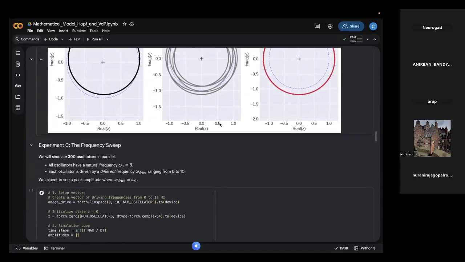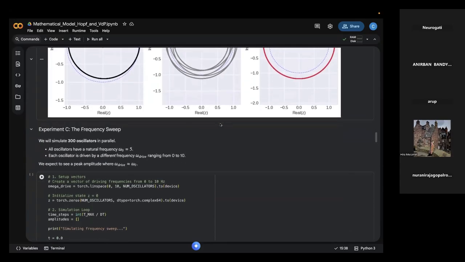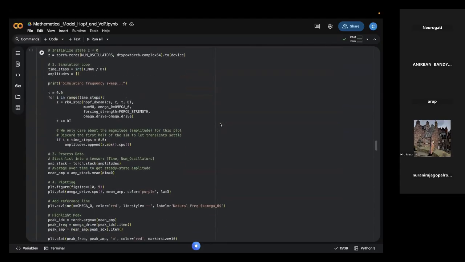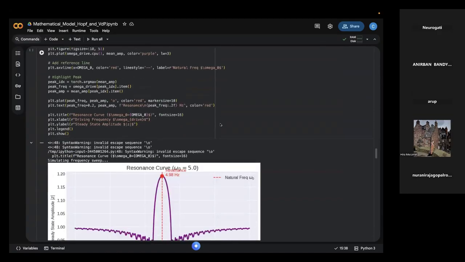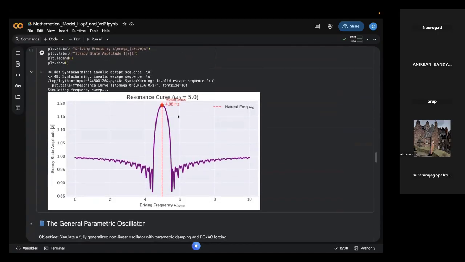To get an idea of how the frequency matters, you can run experiment C. It'll run really fast, and you can see that at 5 Hertz, or at omega 5, the response of the oscillator is maximum. That is, the amplitude is highest, right? And as we go away from 5, the amplitude starts reducing quite drastically, and eventually plateaus at about 1 Hertz.